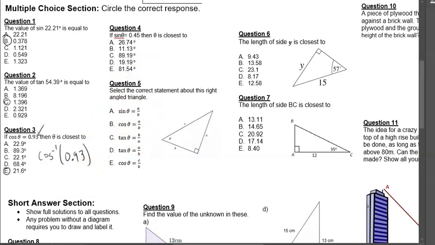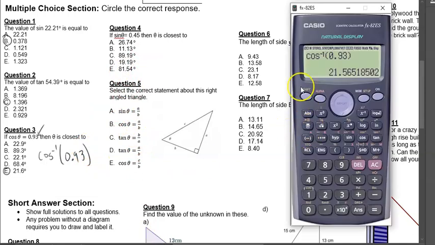Same process again. Inverse of sine, question 4, and we're going to put 0.45, and this will give us 26.74368, etc. So 26.74.